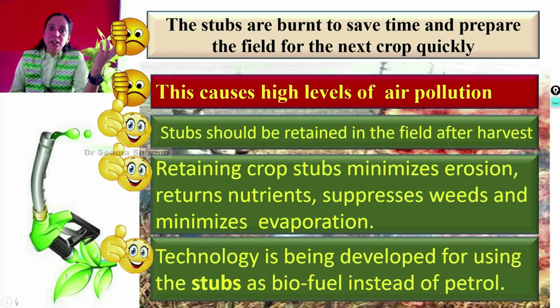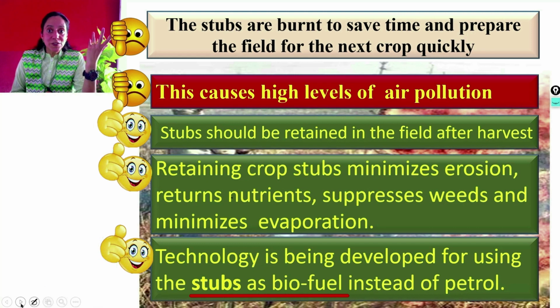It also suppresses growth of weeds and it minimizes evaporation. Even scientists are exploring new technology to use these for the production of biofuel, which can be used instead of petrol to minimize air pollution. So this is the importance of stubs. They should be retained in the field or they should be used for the production of biofuel.